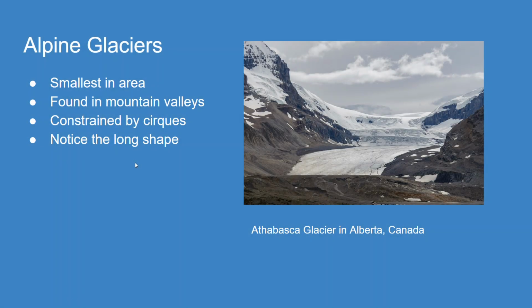So alpine glaciers are the smallest of all the glaciers, and they are found in mountain valleys, and they are constrained by cirques on both sides. And notice the elongated shape of it. And so this example is the Athabasca Glacier in Alberta, Canada, which is one of the most touristy glaciers in the world.